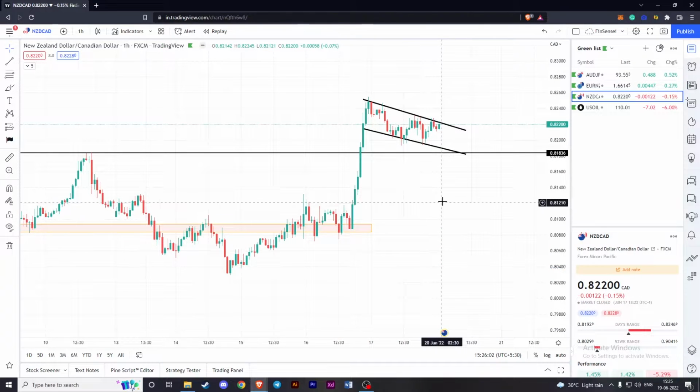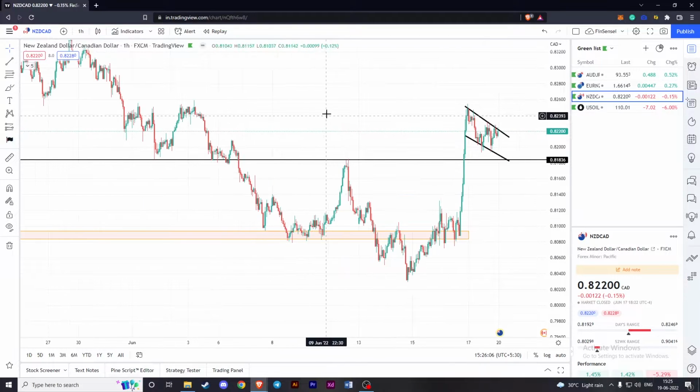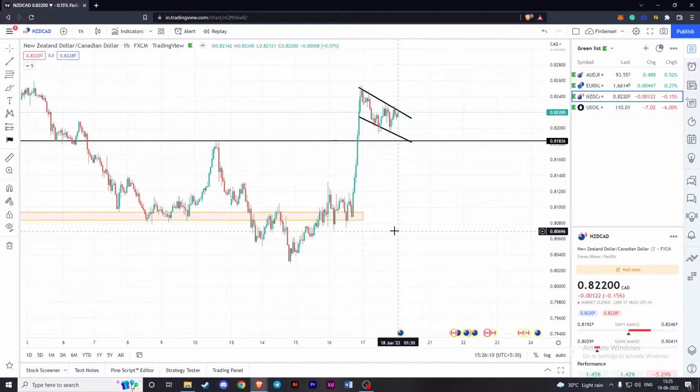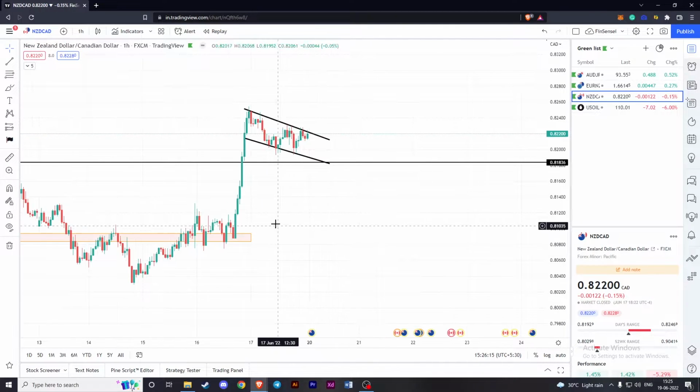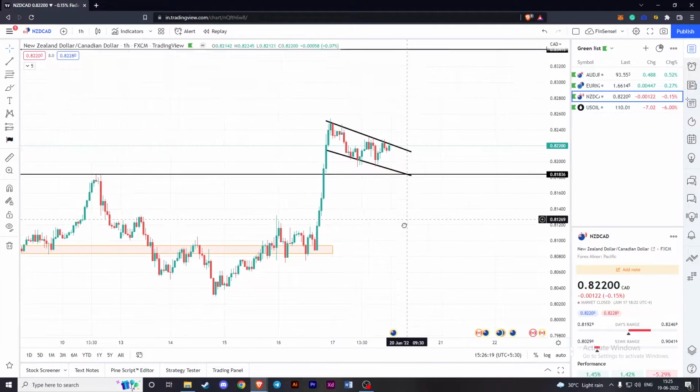The next pair we have is the New Zealand dollar versus the Canadian dollar. We can see that the pair was recently in a short-term downtrend, after which it started making a higher high and higher low formation. Now after a big up move, it is forming a flag-like pattern right here.